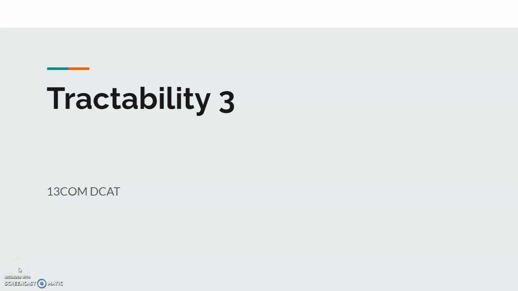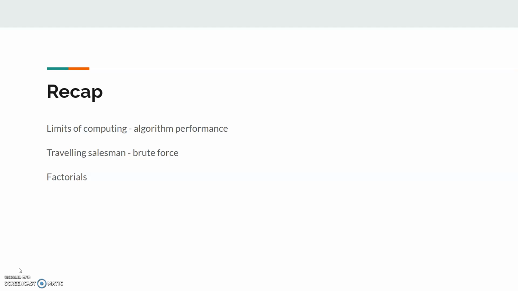Continuing our journey into tractability, you'll recall that we've been looking at the limits of computing and algorithm performance, and we're using the traveling salesman problem and the brute force algorithm to illustrate this. In the last session we found that if we were trying to find the optimal route by brute force, I find all the routes then pick the best one, then as the number of cities increased, the number of routes to check increased as a factorial, not exactly as a factorial.